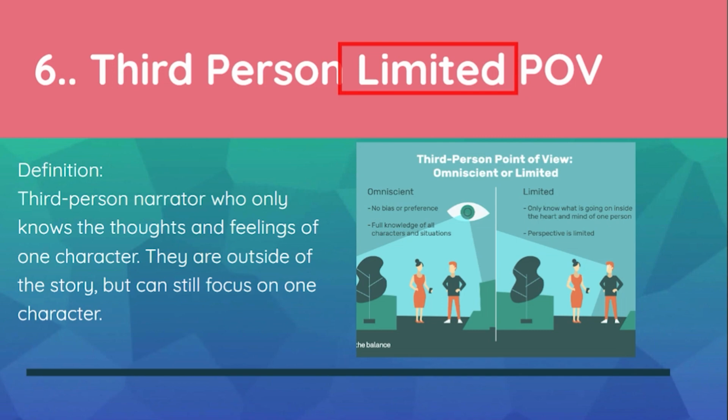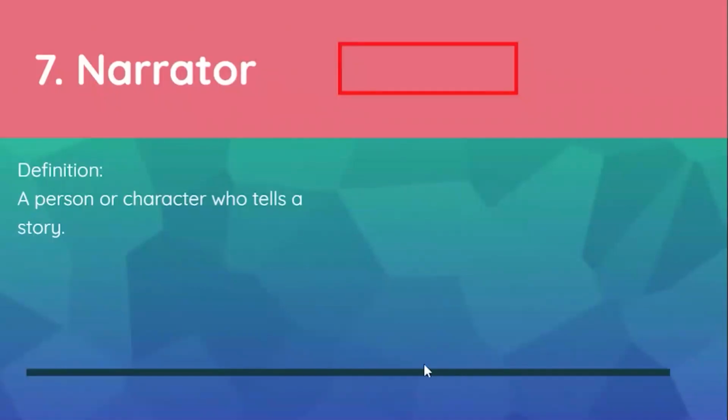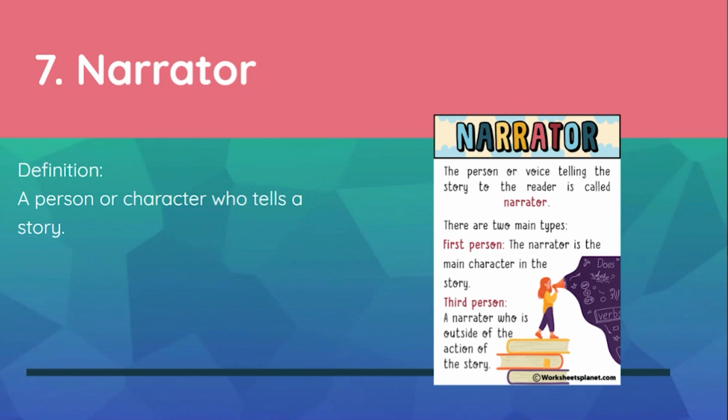Moving to term number 7. Term number 7 is narrator. The narrator is the person or character who tells a story. So narrator is a pretty easy one. It's the person or voice telling the story to the reader.